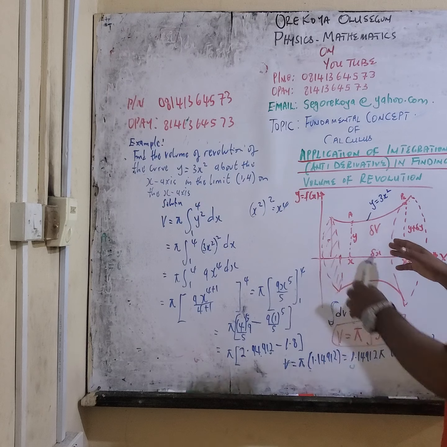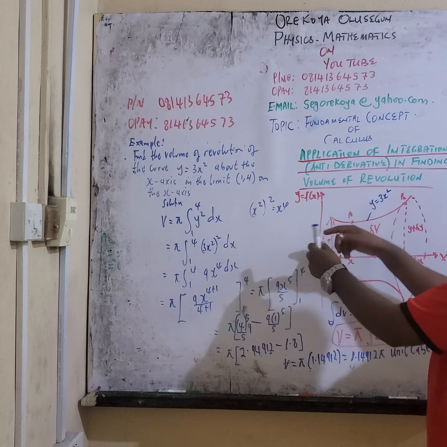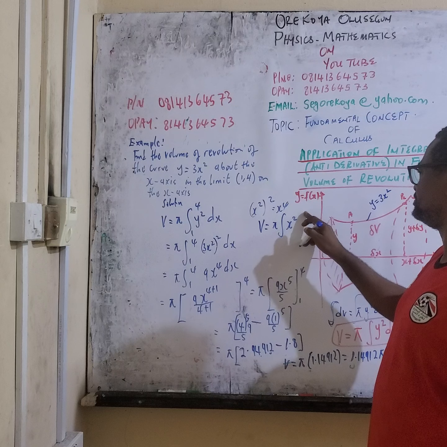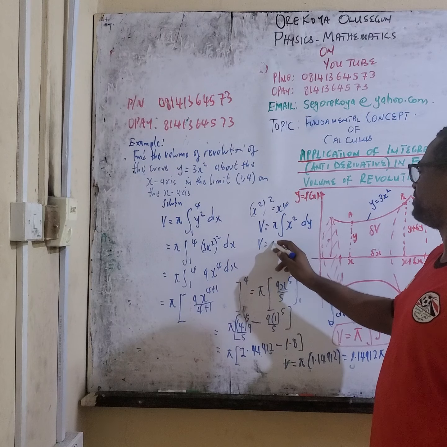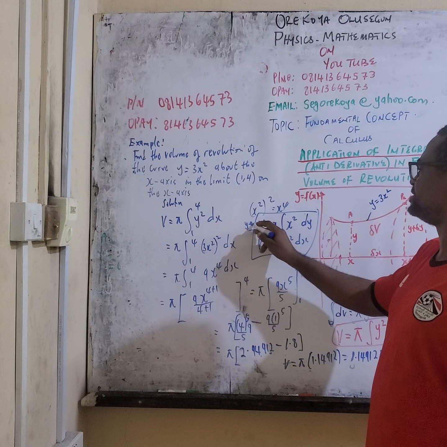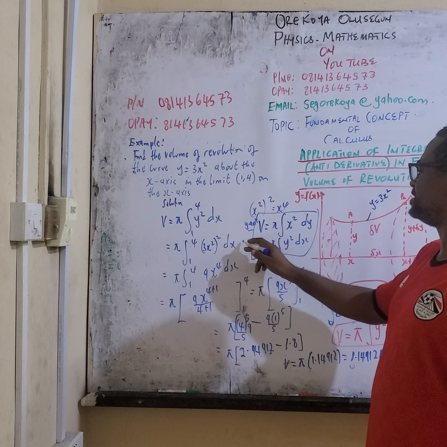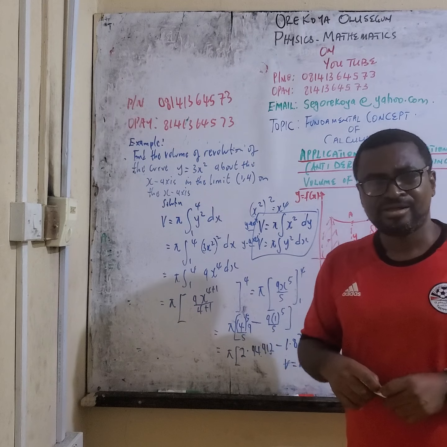Now, there are some cases in which the graph can be revolved about the y-axis. In this case, the formula for revolution about the y-axis will be pi integral x squared dy. About the x-axis it will be pi integral y squared dx. So take note of this. This one is about the y-axis, and this formula for volume of revolution is about the x-axis. Take note of that.